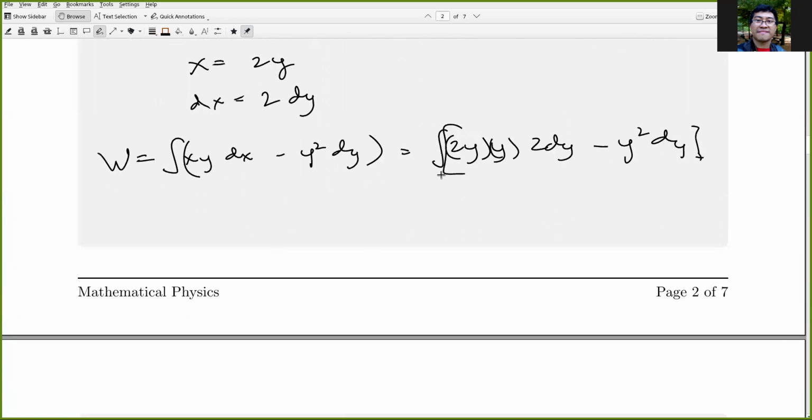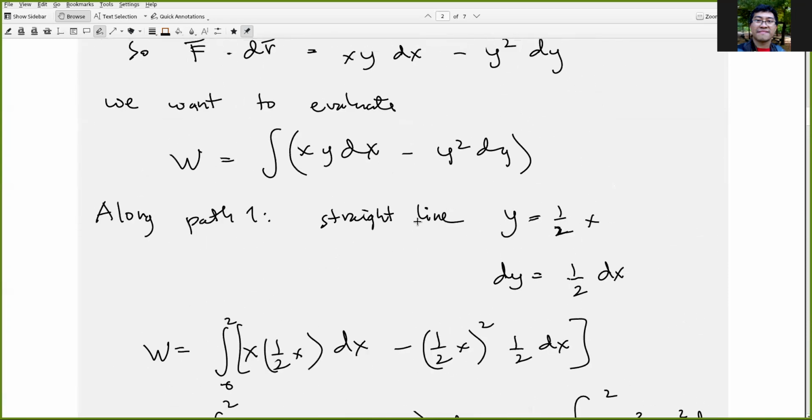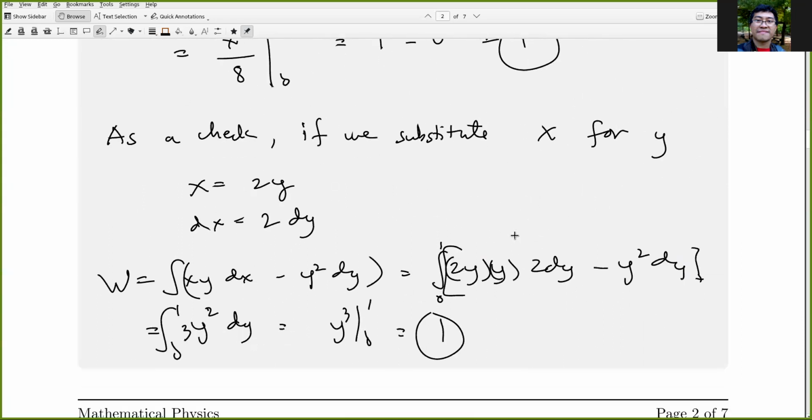Okay, so this is from 0 to 1. 2y squared times 2, that's 4y squared minus y squared, that would be 3y squared dy from 0 to 1. Take the integral, this would be y cubed, evaluated from 0 to 1. The answer is 1, the same as the one we found here. So no matter if we substitute y with some expression of x or substitute x with some expression of y, we get the same result.